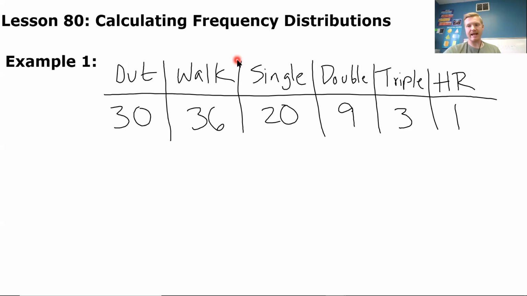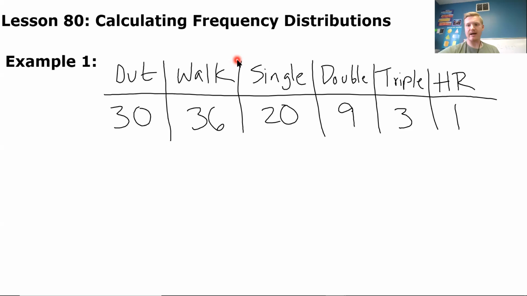How many times did he hit a single? So how many times did he go to first base? He went to first base 20 times. How many times did he hit a double? How many times did he hit it far enough so he could run all the way to second base? He did that 9 times. And then how many times was he able to make it to third base? Hitting a triple, that was 3 times. And how many times did he hit a home run? He hit 1 home run.